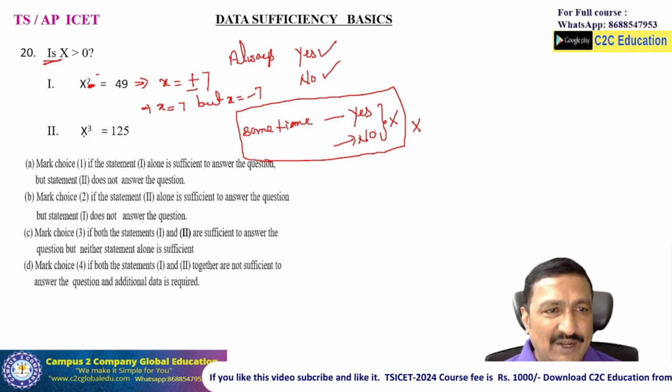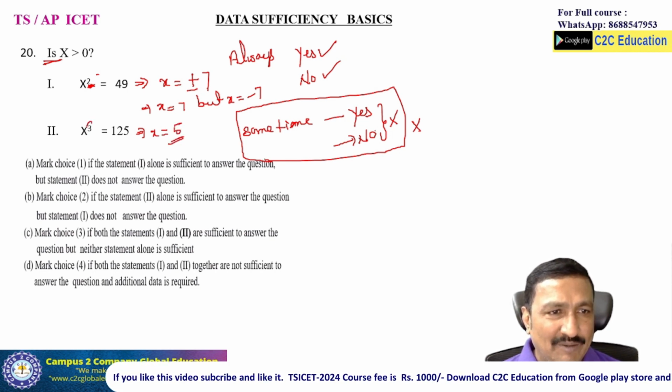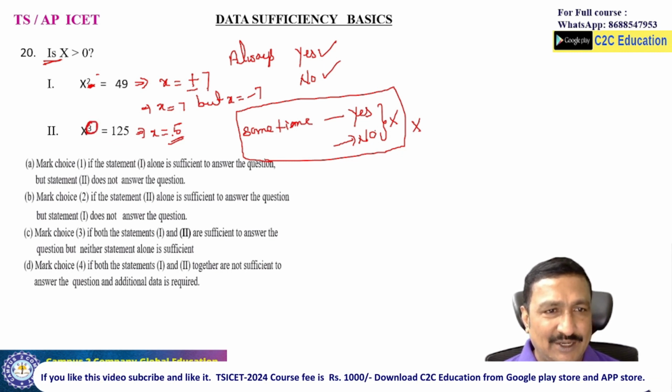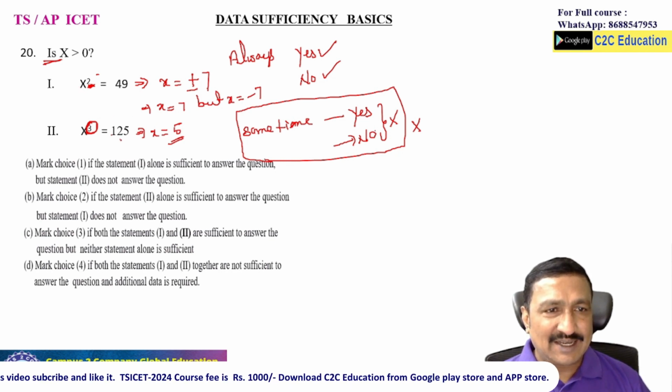And the second statement, x cube is equal to 125. x cube is equal to 125 means x is equal to 5. So here there is only one value. Whenever the power is odd, positive gives positive and negative gives negative. So this is a positive value, so the result value will also be positive. So x is equal to 5. So 5 is greater than 0. So we get the answer from the second statement.